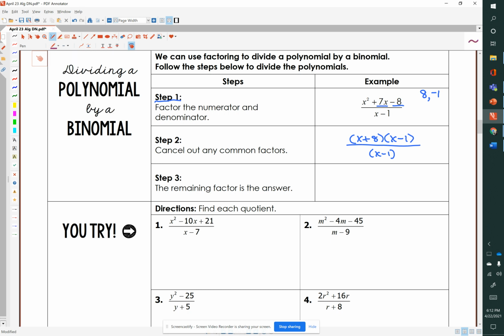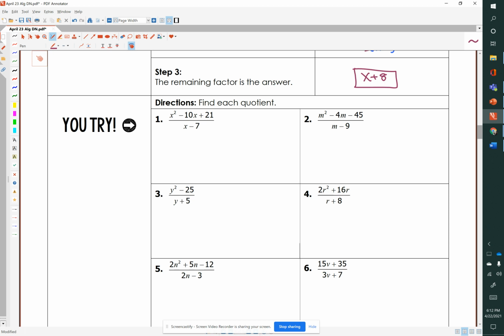The second step is to cancel any common factors. So here we have x minus 1 as a common factor. And then for step 3, that remaining factor, in this case x plus 8, is the answer. So as long as you've got your factoring down, this is pretty simple, I think. So let's do a few together.